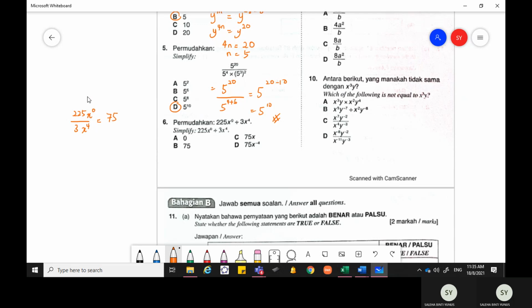Nombor dengan nombor. Okay, so yang ni saya buat guna division rule. So saya tak gantikan dia sama dengan 1. So x to the power of 0 divide x to the power of 4. So 0 minus 4. So kita simplify. We'll get 75 x to the power of negative 4. The answer is D.